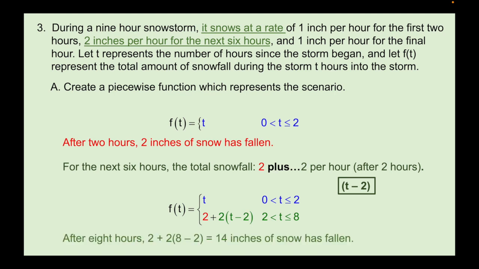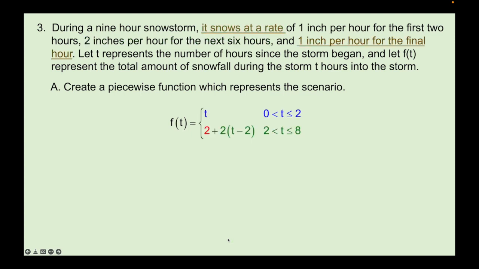And now when we move on to our third piece, one thing that we need to consider right away is if I plug 8 into this, the snowfall after 8 hours would have been 2 plus 2 times, this is 8 minus 2 right here, so 6. It's 2 plus 12, which is going to be 14. So 14 inches of snow have fallen so far.